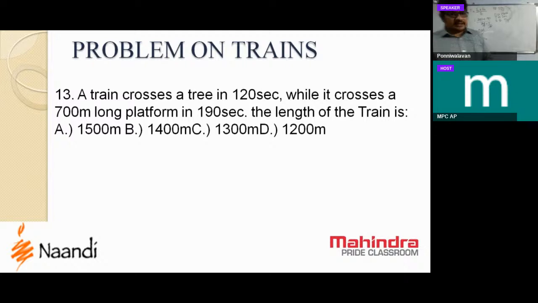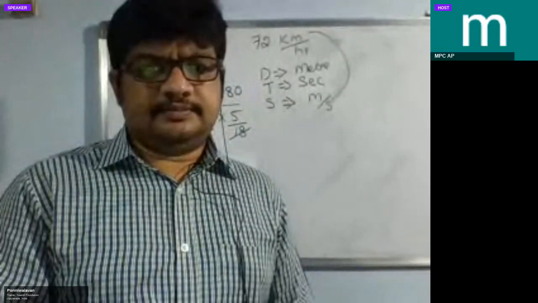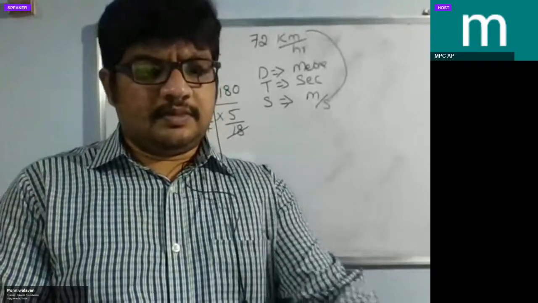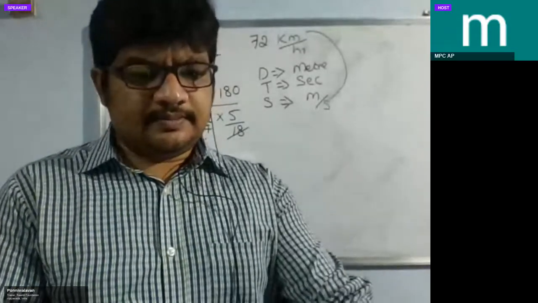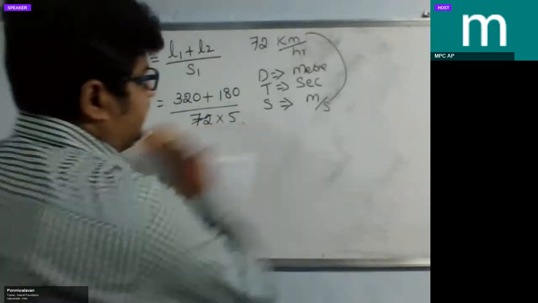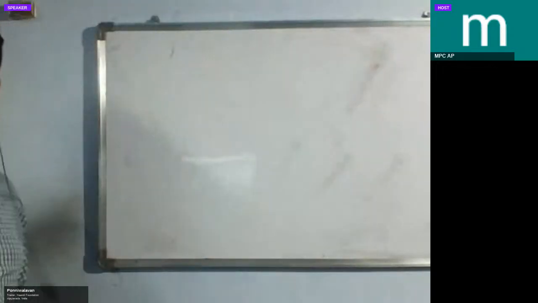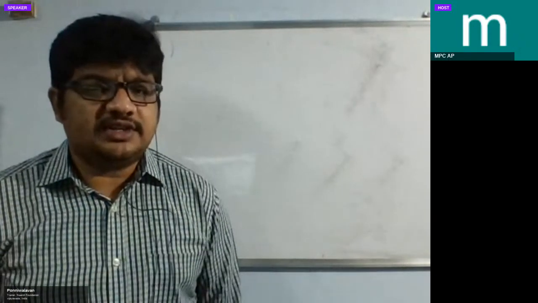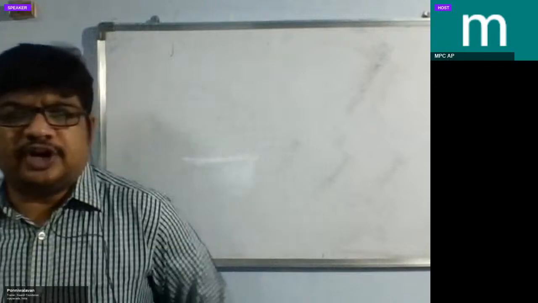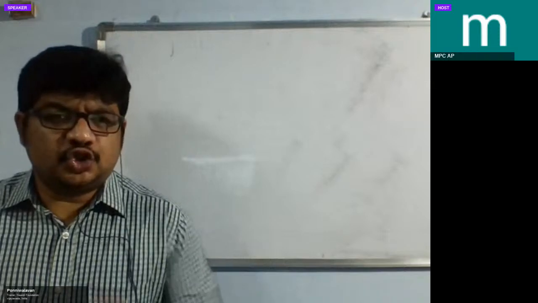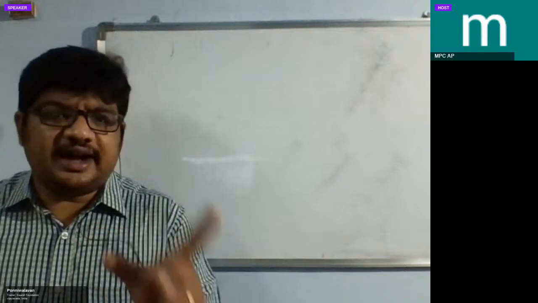Listen, this is another type. A train crosses a tree in 120 seconds, and crosses the platform in 190 seconds. Here, how many objects is the train crossing? Two objects. One is the tree, another one is the platform.